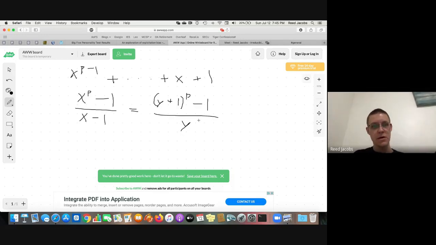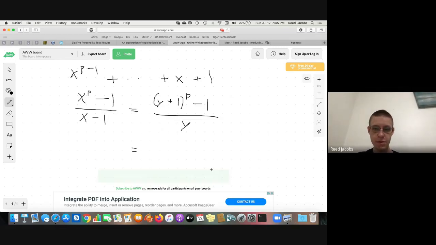this. And now we can expand the top using the binomial theorem. The constant term, when we expand this, would be just a 1, and then minus 1 would be a 0. So that means the numerator has no constant term, which means that we can divide by y and we'll actually get a polynomial as our answer. So the binomial theorem says that when we expand this, the first term would be y to the p minus 1, because when we get a y to the p term, then we divide by y.